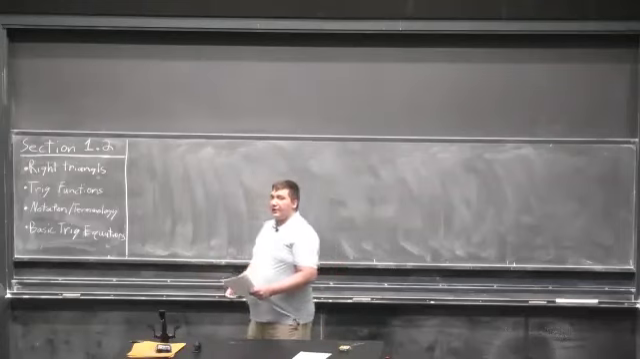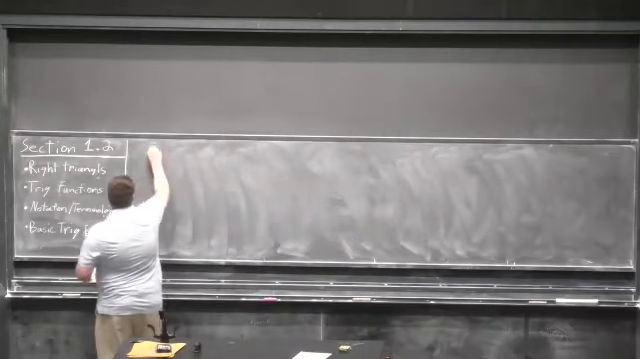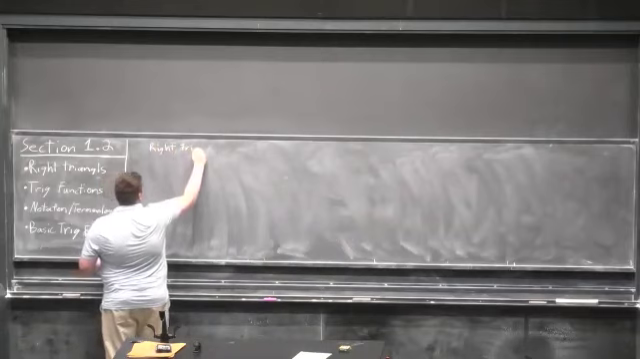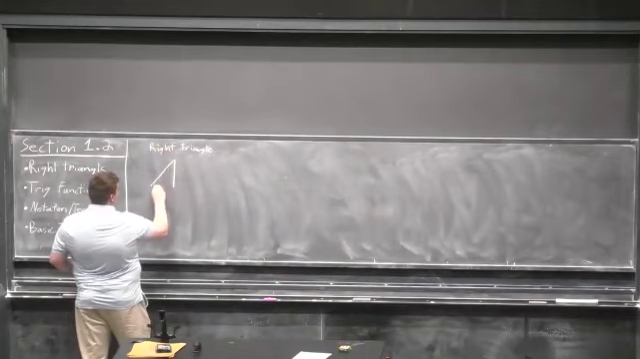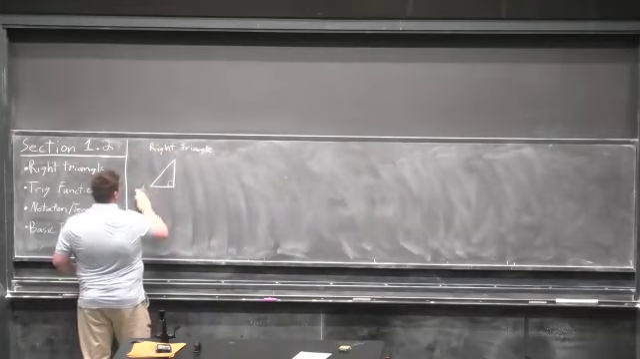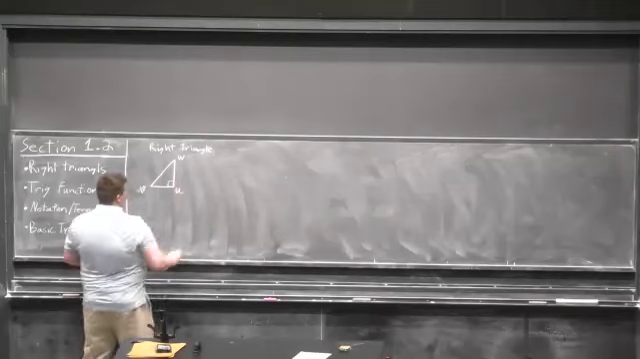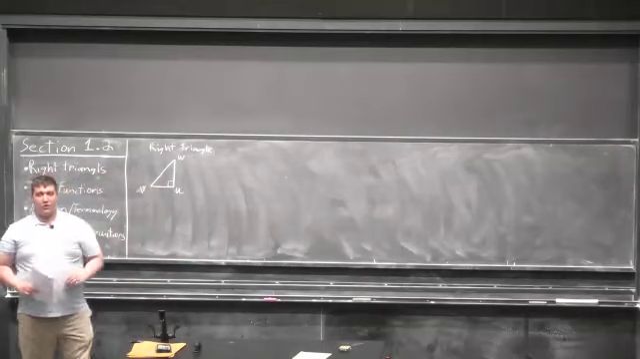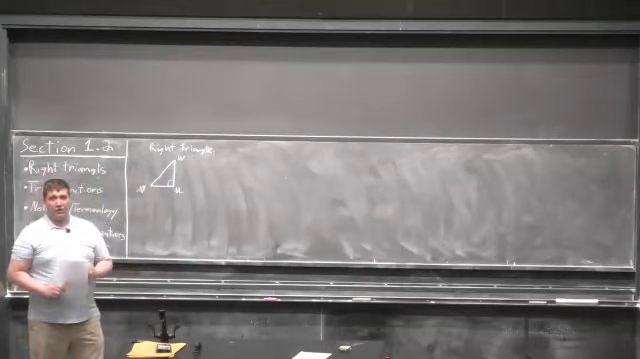So the first thing is to define what a right triangle is. A right triangle is a triangle that contains a right angle. So if I have triangle V, W, and U, my angle U is a quarter turn, which is 90 degrees or pi over 4 radians.